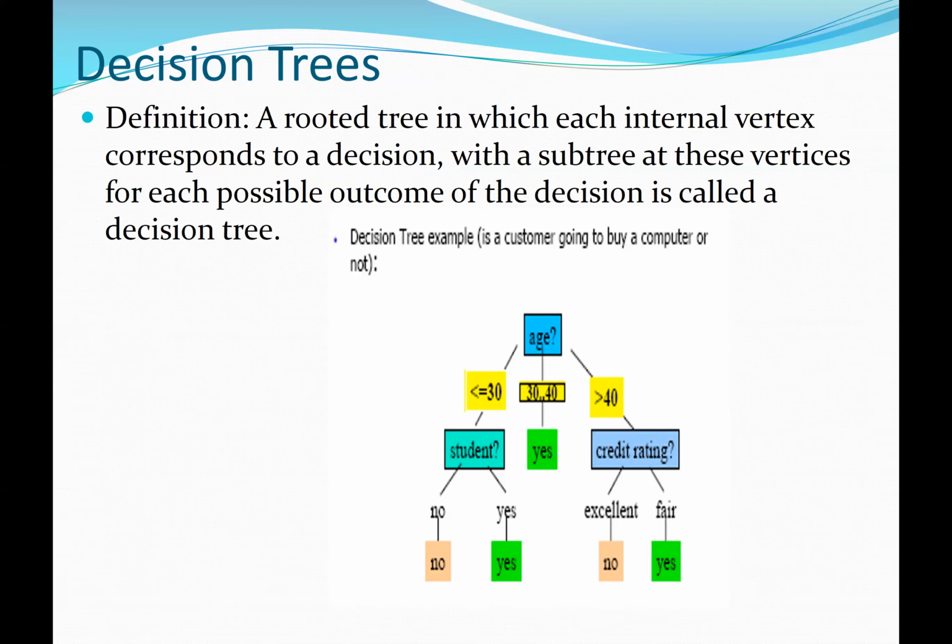So if you are less than 30 years of age, then you jump to around, like, are you a student? If yes, then you go to the right hand side. If no, you go to the left hand side. And then if you are bigger than 40 years of age, then you look at the credit rating, whether excellent or fair. All right, so this is a decision tree example.